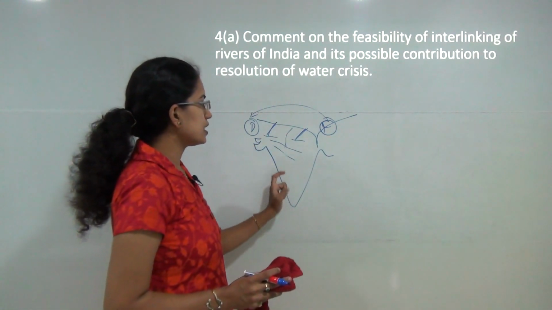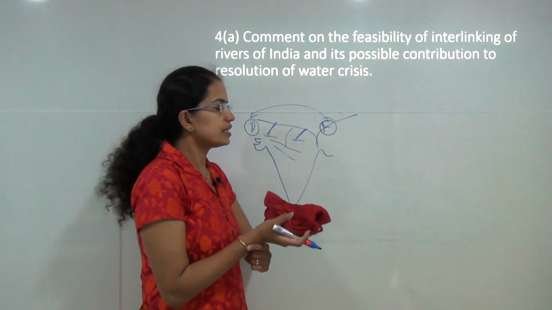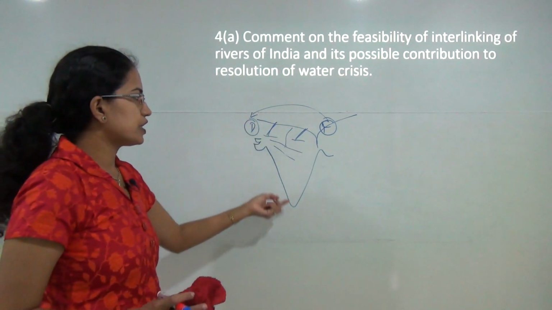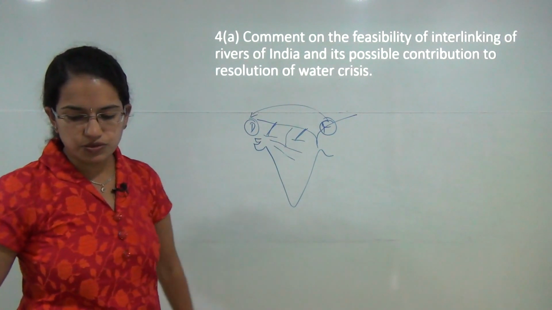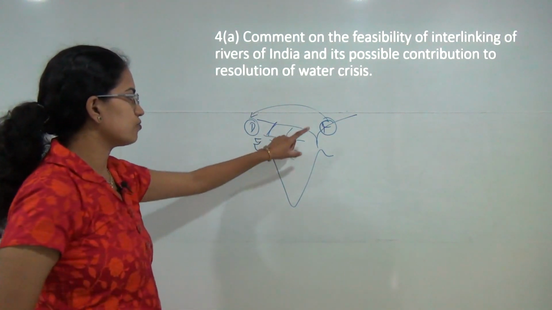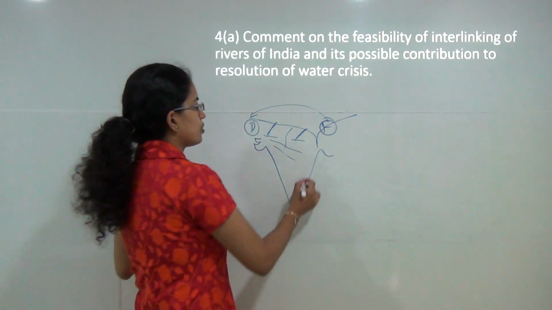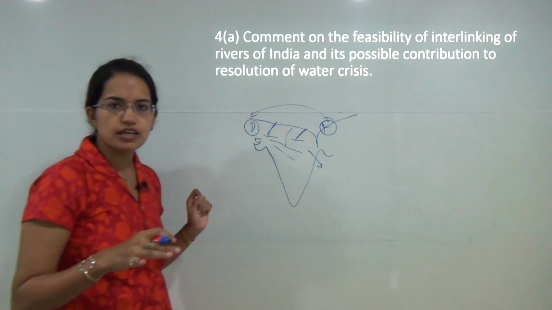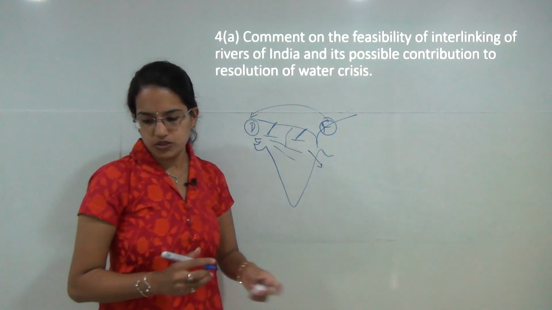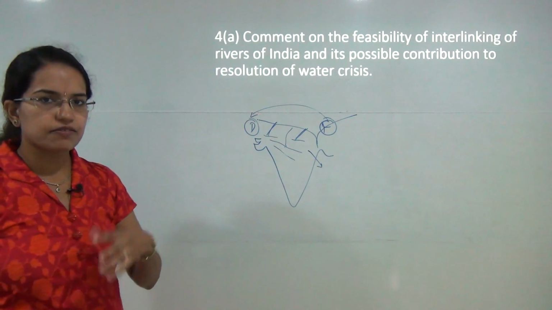However, interlinking is also associated with some negative aspects. The most primary would be that this would lead to imbalance, so you would have problems related to seismic hazards. Again, when you are diverting water within the nation, the amount of fresh water flowing into the sea would decrease. As an effect, it would affect coastal marine life. So these are some of the negative points.